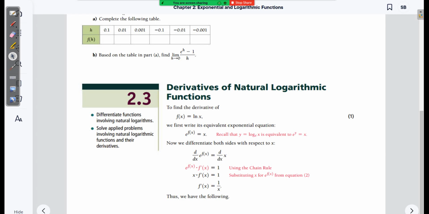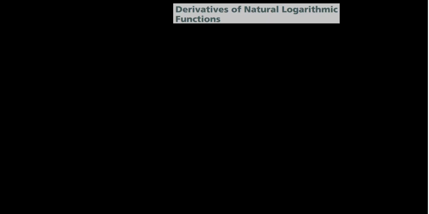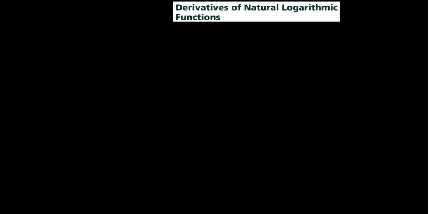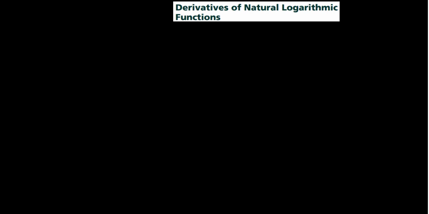Today we're talking about Chapter 2, Section 3, the derivatives of natural logarithmic functions. In the previous section, we took the derivative of e to the x, which we know is simply e to the x. This time it's not as easy, but it's still pretty simple once you know how to do it, right?